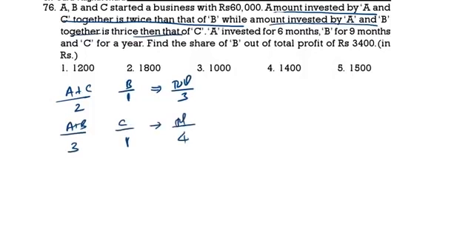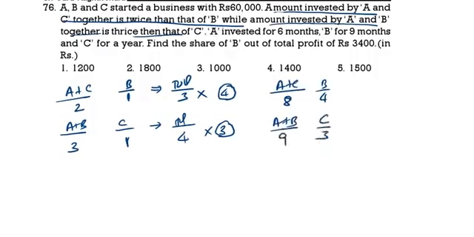Now you have to equate this one. So you multiply this one with 4, this one with 3. Then A plus C will become 8, B will become 4. Here A plus B will become 9, C will become 3. Now A plus B 9, B is 4, then A is equal to 9 minus 4, 5. B is already 4. A plus C 8, so already A 5, so C will be equal to 3. So A 5, B 4, C 3.